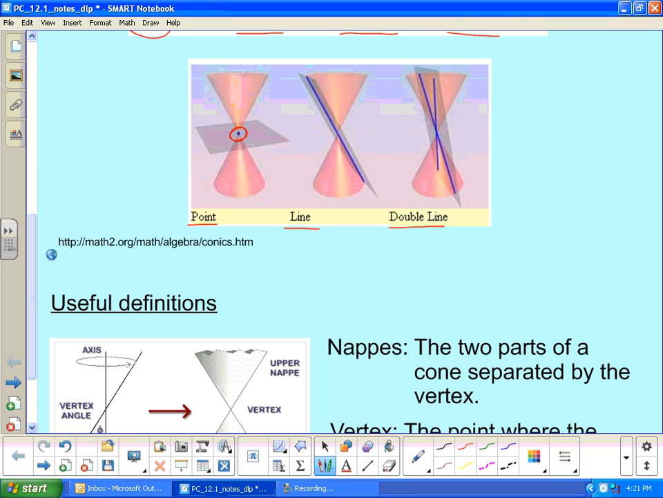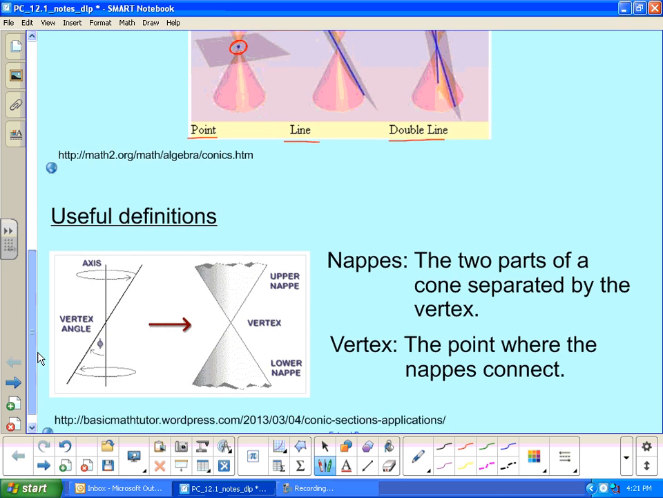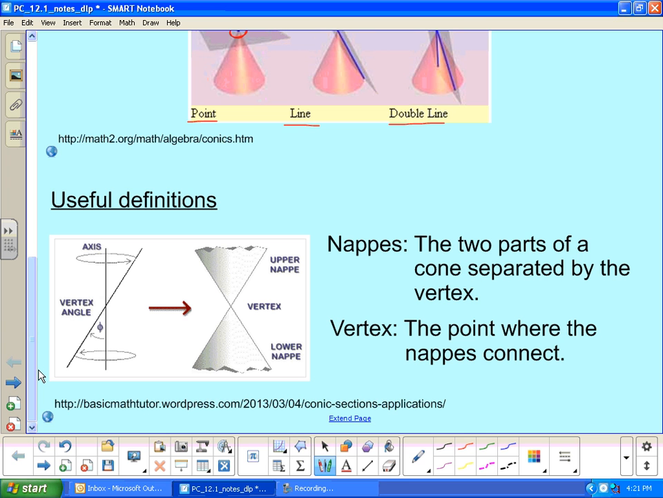That's just some FYI. We're not going to really work with those. We're primarily going to be working with these ellipse, circle, parabola, hyperbola. In chapter 12, we're going to focus on these three because we've already seen the circle in a previous chapter. All right, here's some websites you can check out. Some of them have some animated diagrams to show you what's going on.